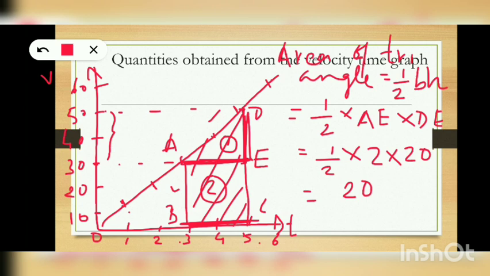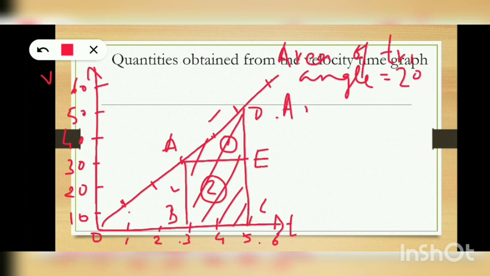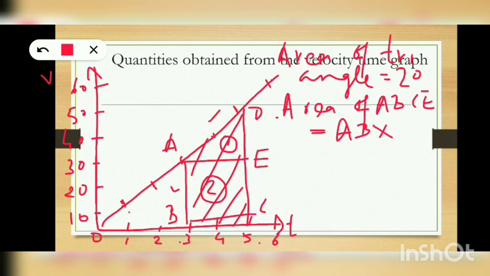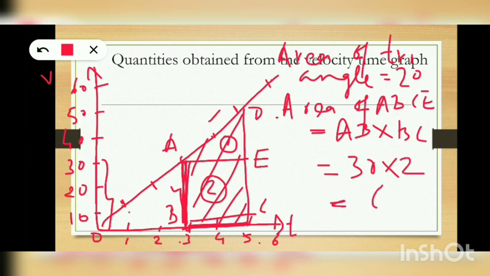Next we must find the area of the rectangle ABCE. Area of rectangle ABCE is length into breadth. That means length is AB and breadth is BC. What is AB? This is AB. AB is 30. And what is BC? This is BC. BC is 5 minus 3, that is 2. So 30 into 2 is 60. So the area of the rectangle is 60.